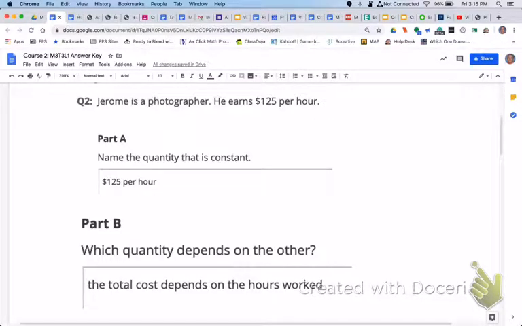For number two, part A, if you look at the quantity that is constant, Jerome is earning $125 per hour, so that is your constant. And the quantity that depends on the other, the total cost, is going to depend on the hours that Jerome worked.